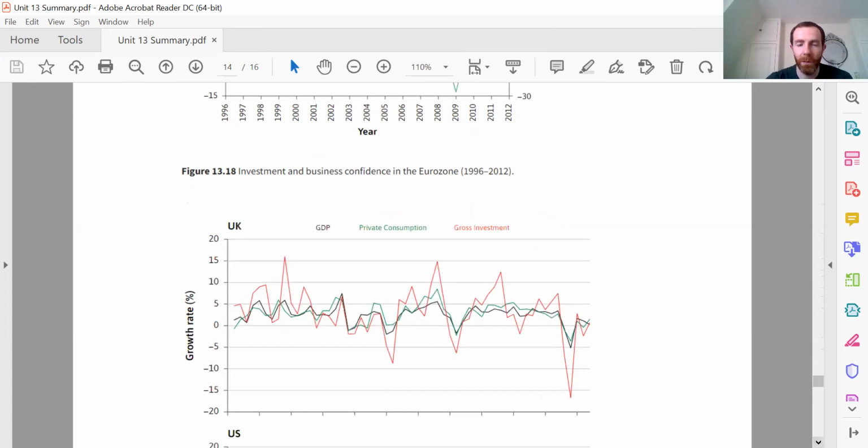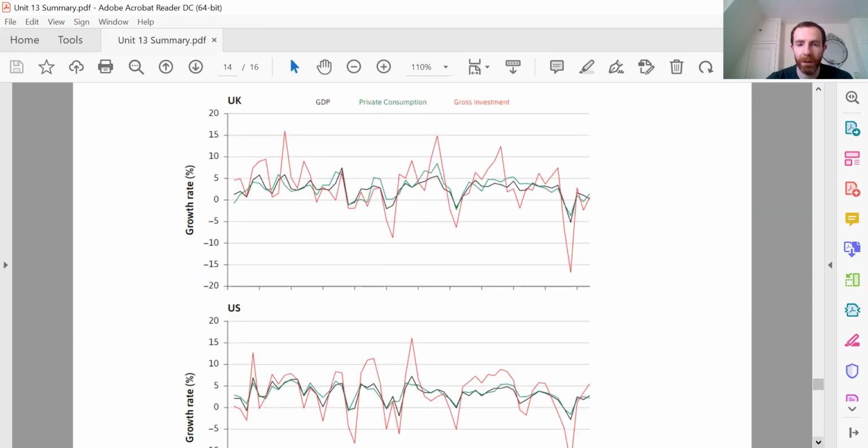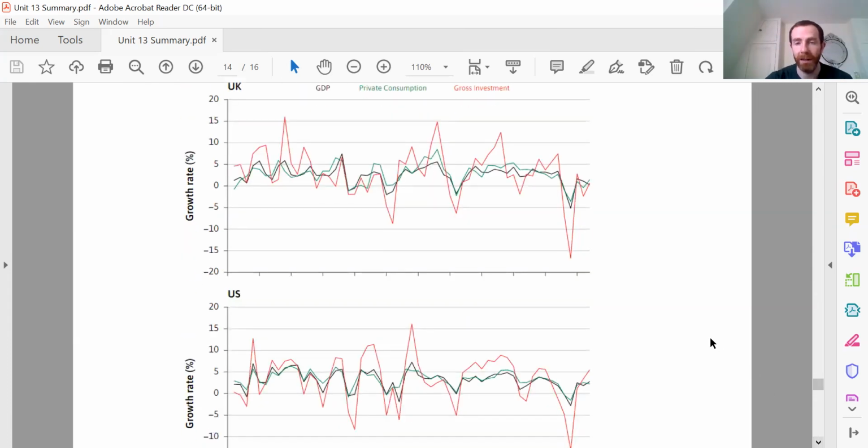And what these next couple of graphs for the UK and the US show us really nicely is these two things, the consumption smoothing and the volatility of investment. So the black line here shows us GDP growth rate, right? So what's happening to GDP? How is it changing over time? And the green line shows us private consumption of households.